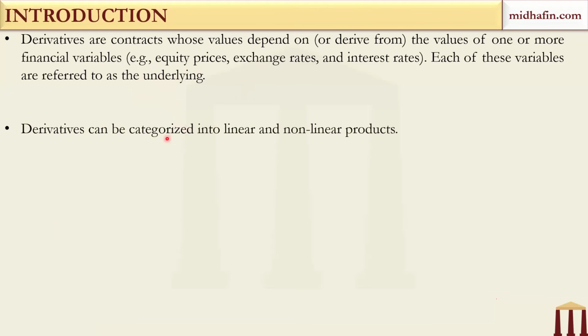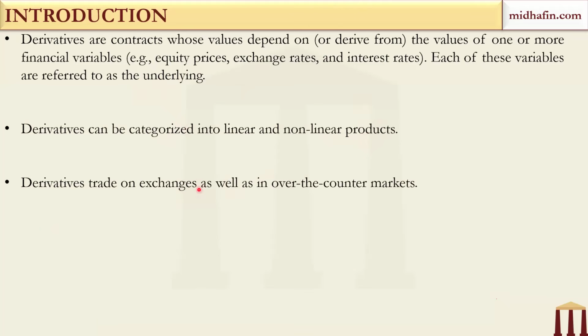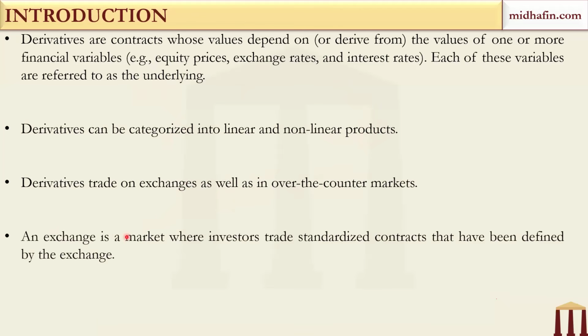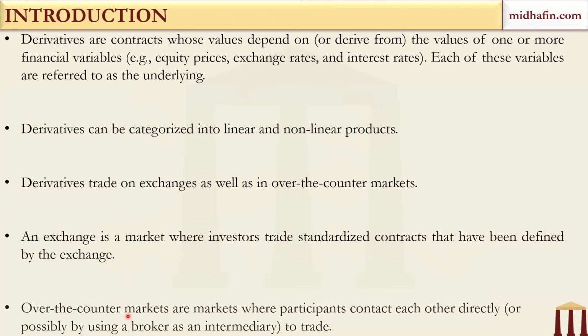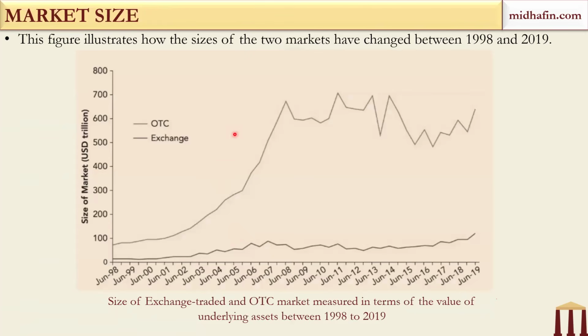They are categorized into linear as well as non-linear products. They trade in exchanges as well as in the over-the-counter market. Now, what is an exchange? An exchange is a market where investors trade standardized contracts which are defined by the exchange itself. And what are over-the-counter markets? Over-the-counter markets are markets where participants contact each other directly to trade, or maybe use a broker as an intermediary.